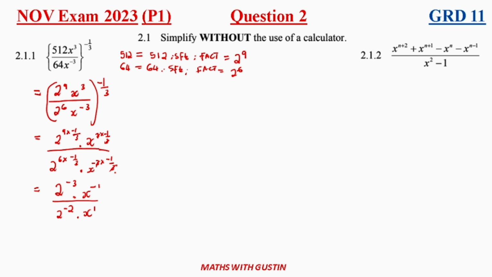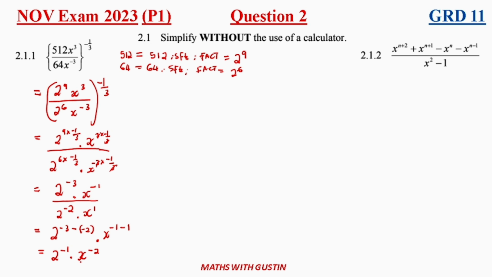All right, so now once you have this, with the rules of exponents, if the bases are the same and we are dividing, we subtract the exponents. So we're going to have 2 to the -3 minus -2, and x to the -1 minus 1. This one will give us 2 to the negative 1, and also x to the power of negative 2.